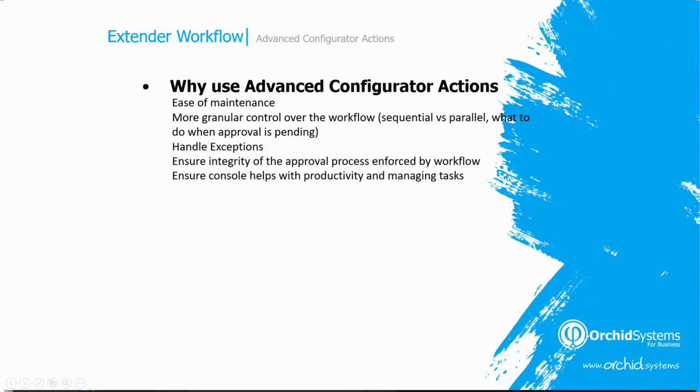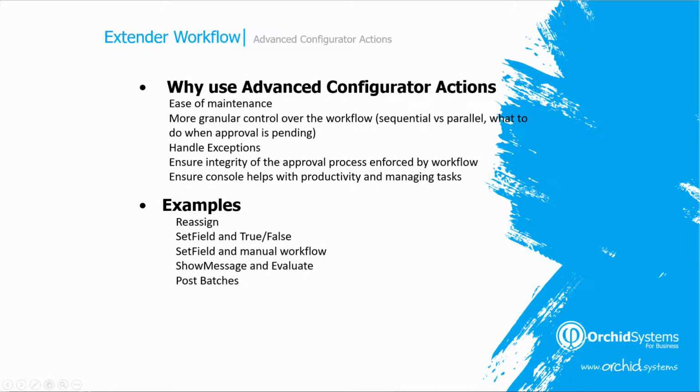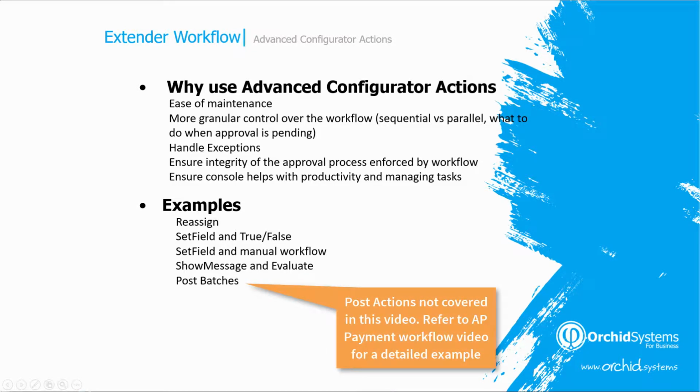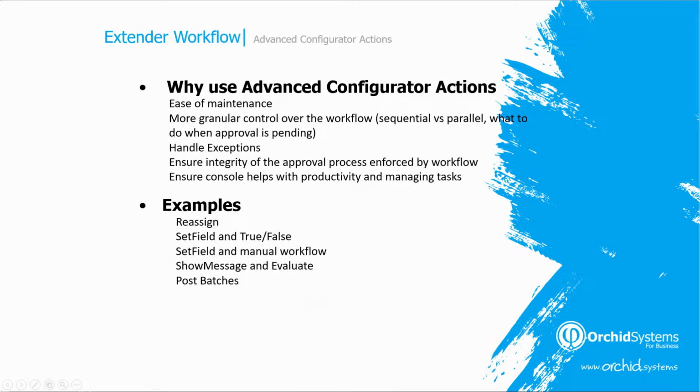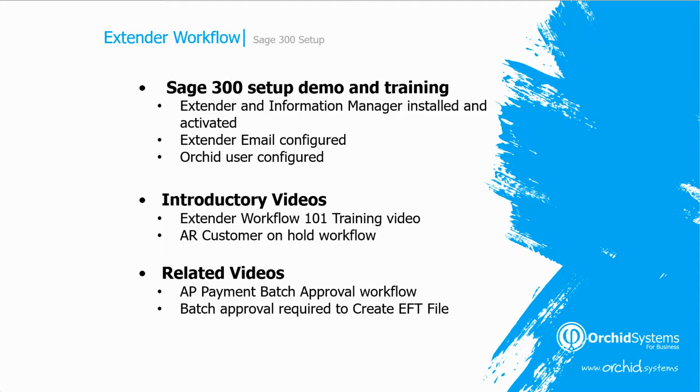The examples we're going to look at are building our own custom reassign action so that we can, for example, send an email to a user who's being reassigned a workflow, looking at using the true-false conditions on the SetField action, how to use SetField when we're using a manual workflow, making sure we use Evaluate program before using ShowMessage.